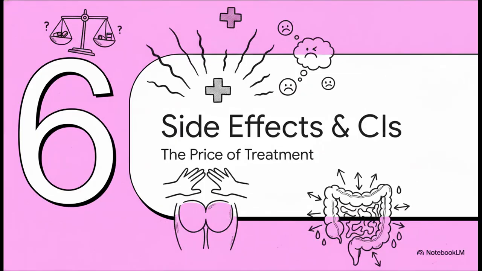Which brings us to our final part, Section 6, Side Effects and Contraindications, the Price of Treatment. Look, every medication has a trade-off, and if you forget these on test day or in the clinic, I will virtually smack your gluteus maximus.